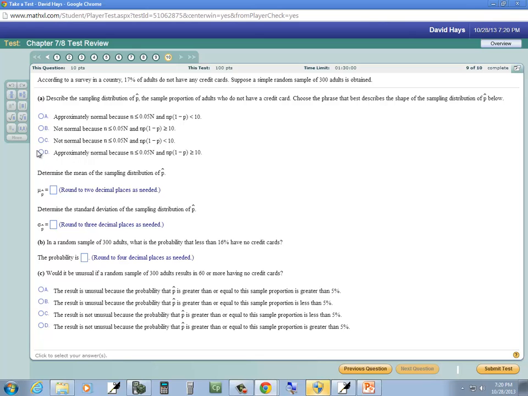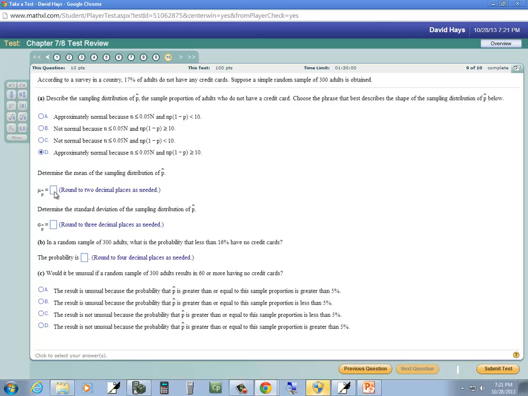And it's approximately normal. n is less than or equal to 5% of your population. Well, according to a survey in a country, 17%, and then it says suppose a random sample of 300 adults is obtained. We assume that n is less than or equal to 5% of your population. Doesn't say how big of a country, does it? I mean, if you have 350 adults in your country, then this wouldn't be true. But we assume that's true.